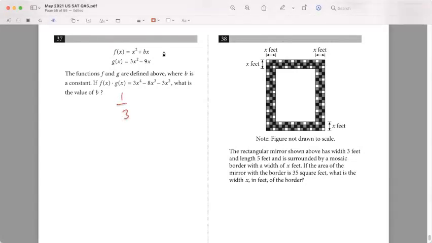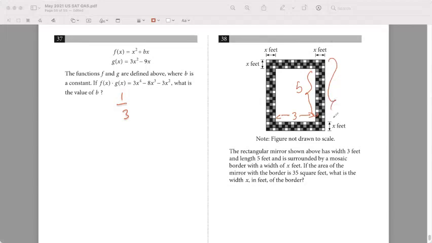Question 38. The rectangular mirror shown above has a width of 3 feet and length 5 feet and is surrounded by a mosaic border with a width of x feet. Okay, so it has a width of 3 feet and this is 5 and it is surrounded by a mosaic border with a width of x feet. If the area of the mirror with the border is 35 square feet, what is the width x of the border? Okay, so what is the area of the mirror with the border?